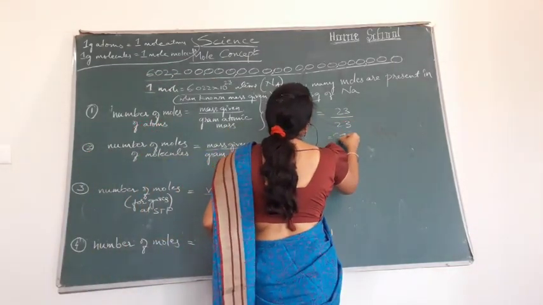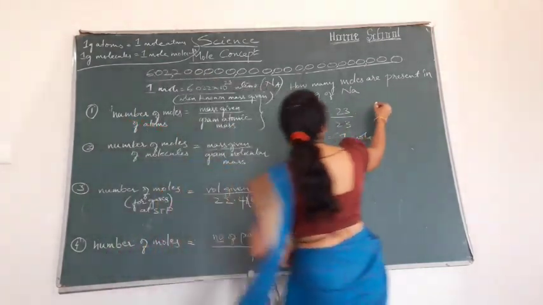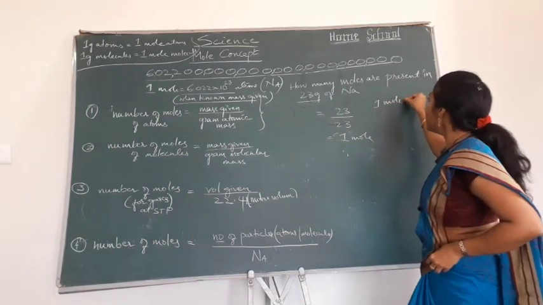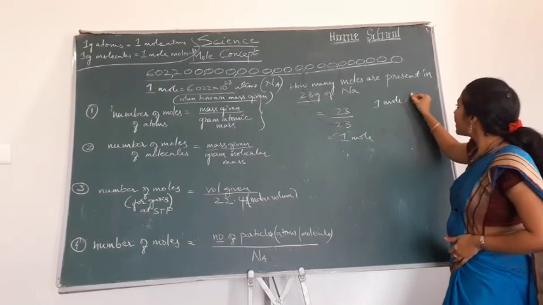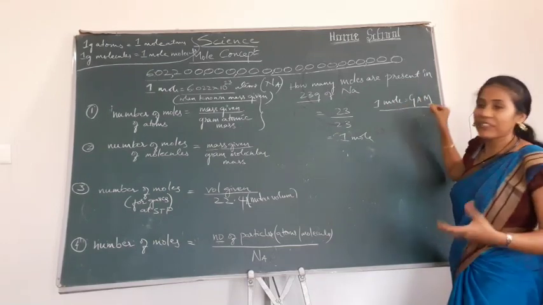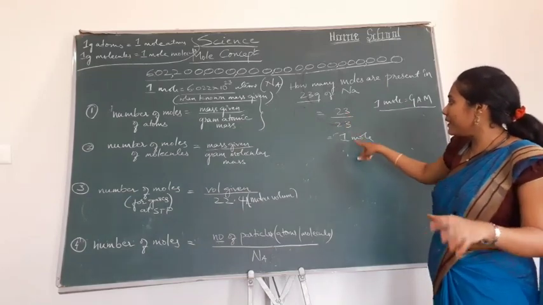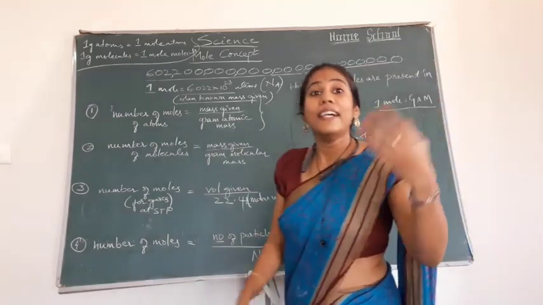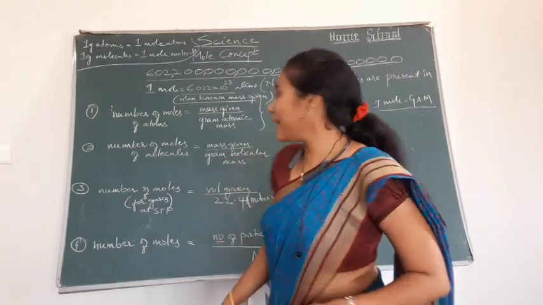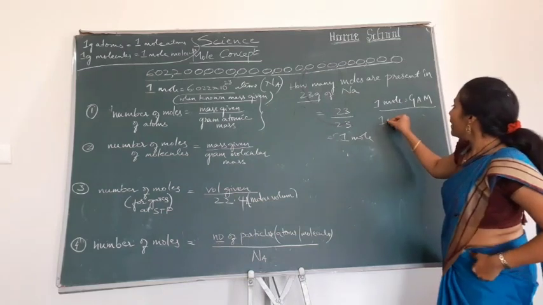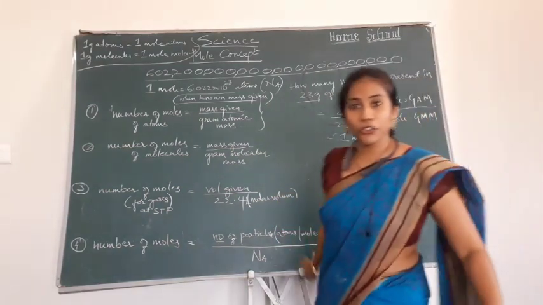So how many moles are present? 1 mole. Remember guys, 1 mole means an element's gram atomic mass itself, we will call it 1 mole. Yes or no? See, 23 by 23, 1 mole. 1 mole is nothing but the gram atomic mass of an element only. Similarly, 1 mole is nothing but the gram molecular mass of a molecule only.